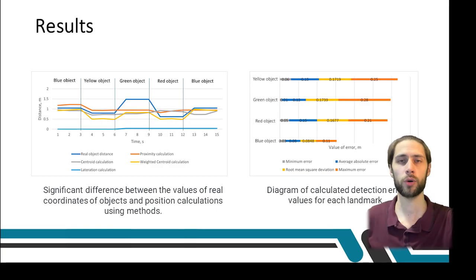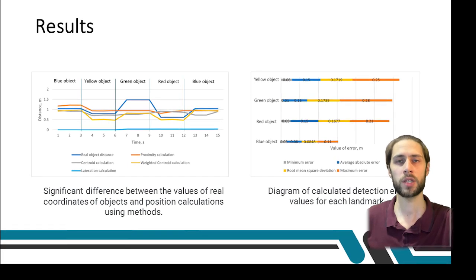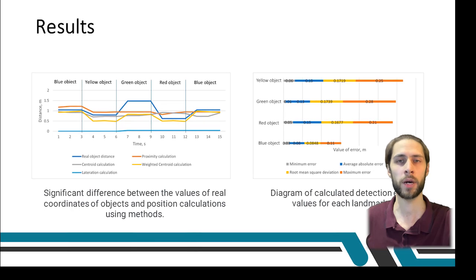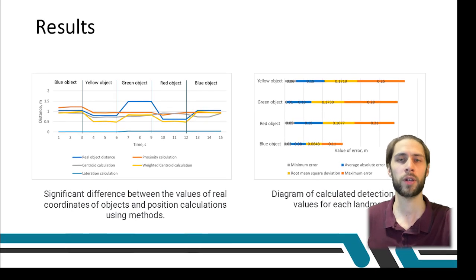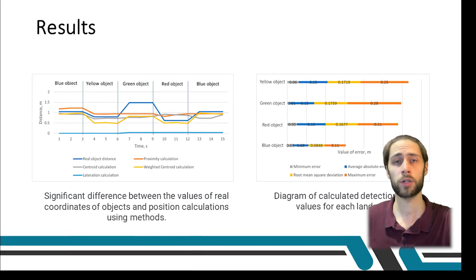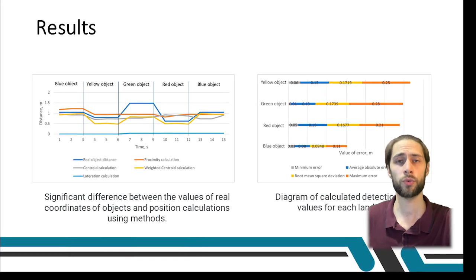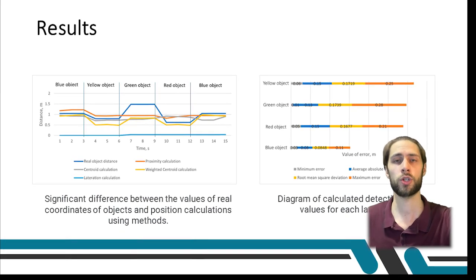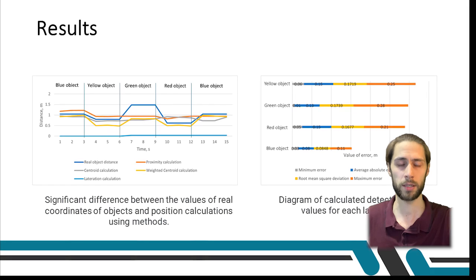The line chart on the left shows the results of checking the accuracy of the methods in determining the current position of the quadrocopter. As we can see, the position of the quadrocopter calculated using centroid and proximity is quite close to the real position of the object in most cases.